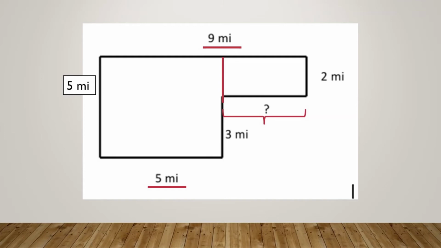Now let's do the same thing with the missing horizontal side, which is the other question mark, now labeled with a bracket. Use 9 miles and 5 miles, those other horizontal sides, to find that missing length. Pause the video to try it on your own before the answer is revealed. Hopefully you saw that we would have to subtract 9 miles minus 5 miles equals 4 miles. And now we've found both missing sides.